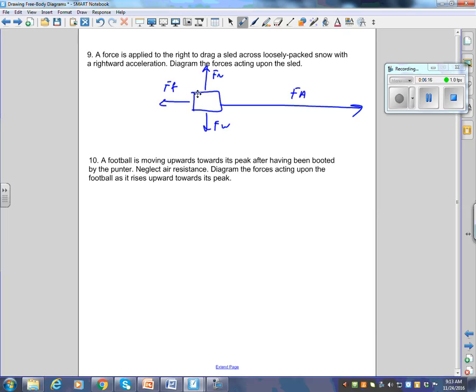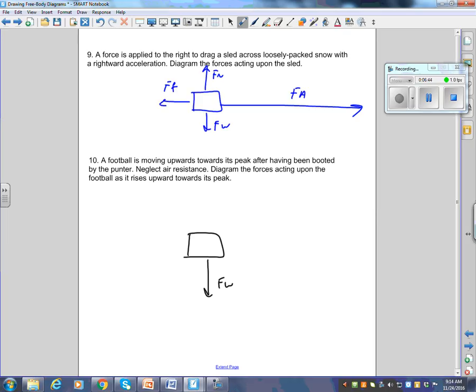Okay, now this one often causes some discussion. A football is moving upwards towards its peak after having been booted by the punter. Neglect air resistance. It's happening on Earth. We play football on Earth. It says neglect air resistance. That is it.